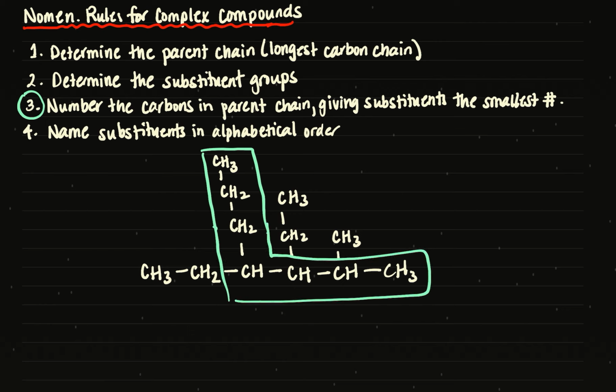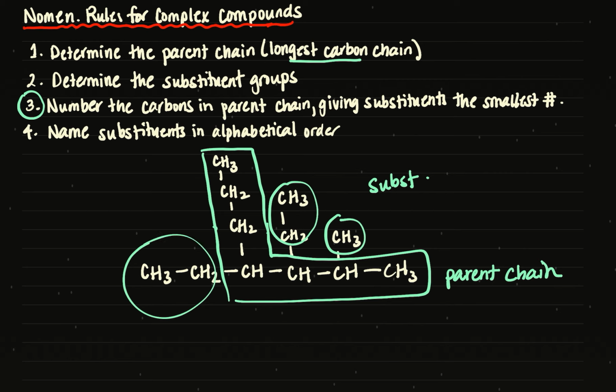This L shape, if you look at this, there's 1, 2, 3, 4, 5, 6, 7 carbon atoms. This is a longer parent chain or a longer carbon chain. So this is the parent chain in this compound, which makes the things that I'm going to circle your substituent groups, and also this one.